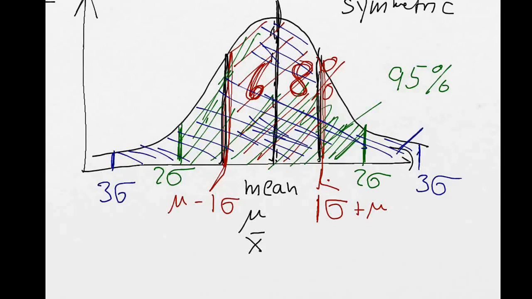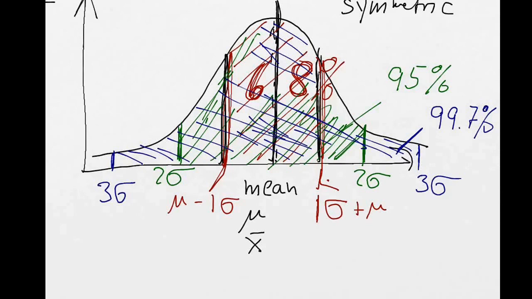And we know that 3 standard deviations capture 99 point, what was it? Yep, 99.7% of the data. Almost all the data, but not 100%, 99.7% of the data.